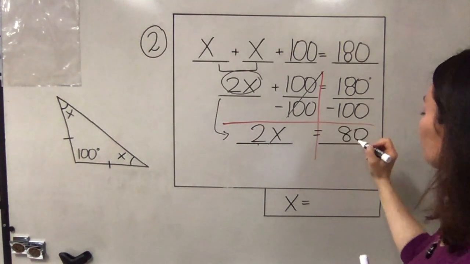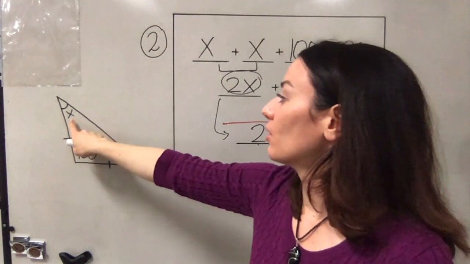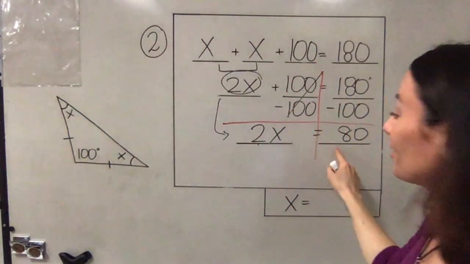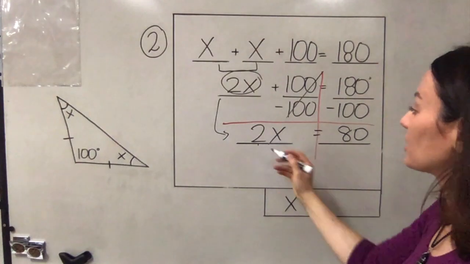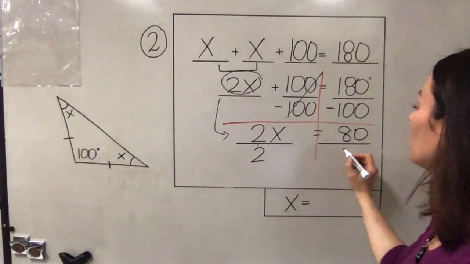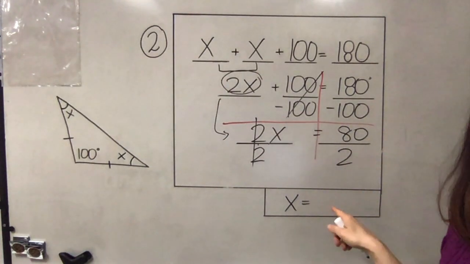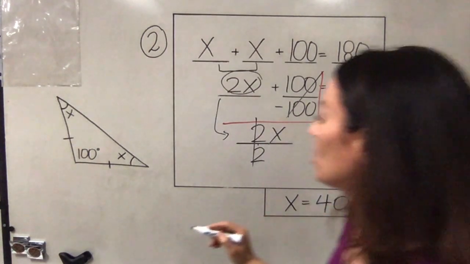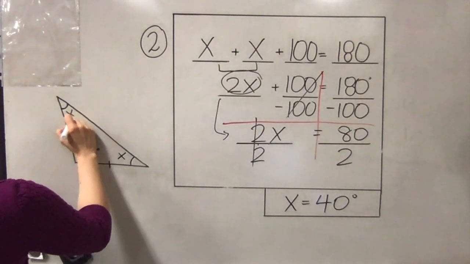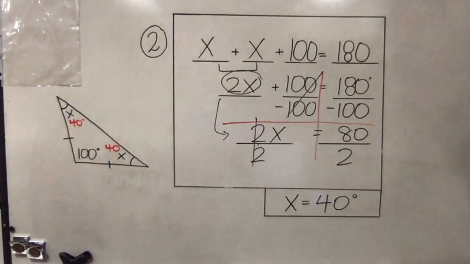80. Great. And now, we didn't find X yet. We found 2X. So 2 of these we know are going to equal 80, right? Because 100 plus 80 is 180. So what's just 1X? What do we do to both sides? Divide by 2. Awesome. And what's half of 80? Half of 80 is 40 degrees. Awesome. So that means that this is 40 degrees and this is 40 degrees, right? An isosceles triangle. Go ahead and get that down.